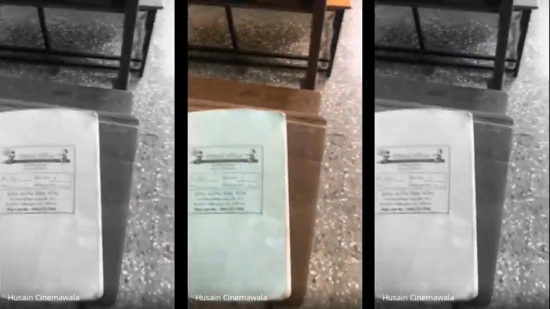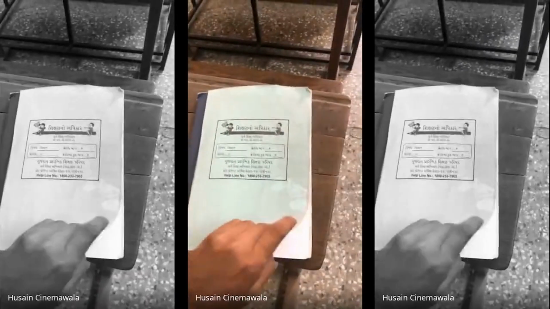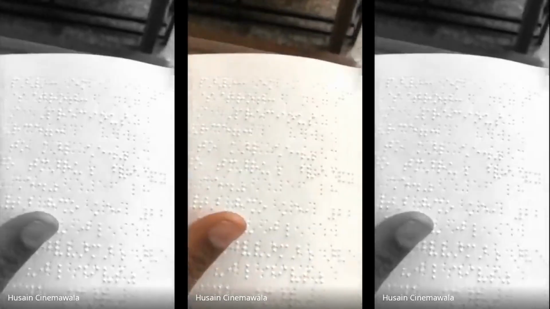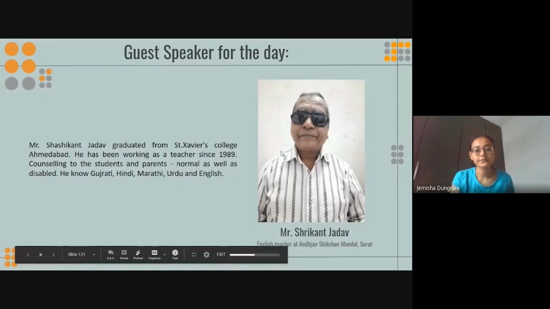This is grade 7, science, and this is the Braille book. So if you can look closely, can you see the Braille letters written on it? Mr. Shrikant Jadhav, he is the English teacher at Anjan School.